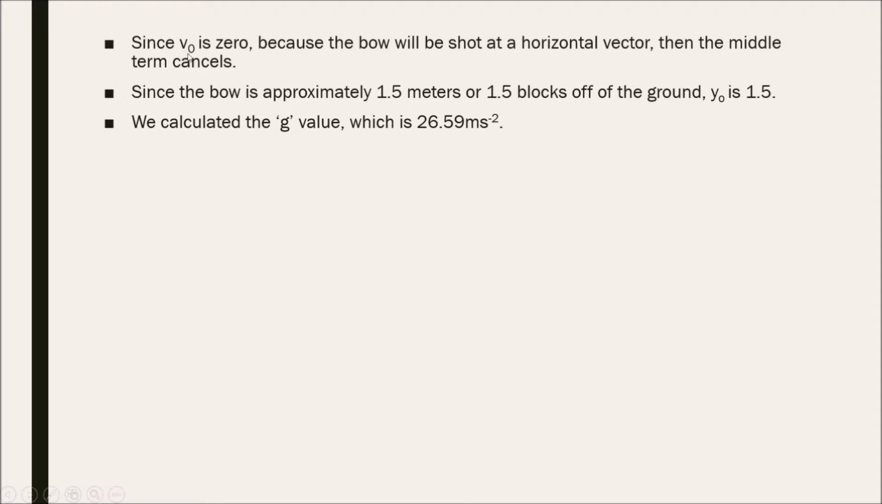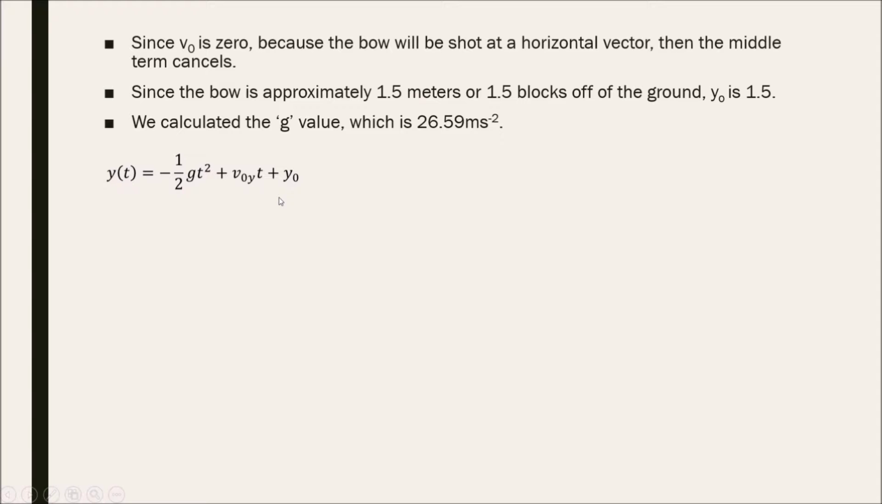So the first thing is that v sub 0 in the y direction is 0 because it's shot horizontally, which means there's no y component. And since we know the bow is about 1.5 meters off the ground, we're going to say y sub 0 is 1.5. And we calculated g last episode, which is 26.59 meters per second squared.